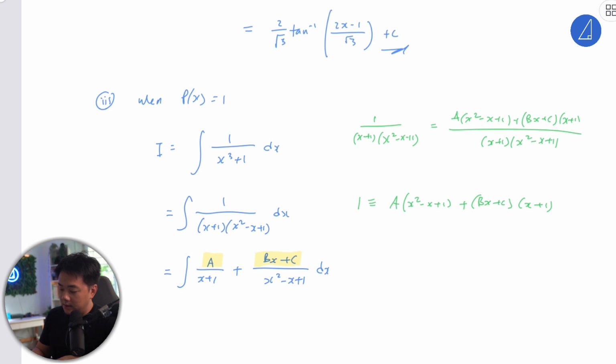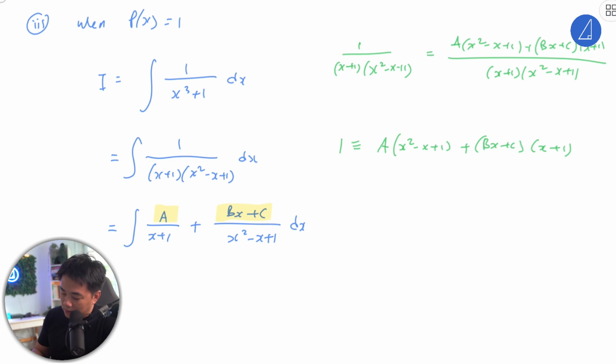Then what we can do next is try and solve for a and b. I think we could compare the coefficients or compare the constants. Let x be minus 1. Then the bx plus c term will be 0. So 3a is equal to 1. This will give us a equals 1/3.